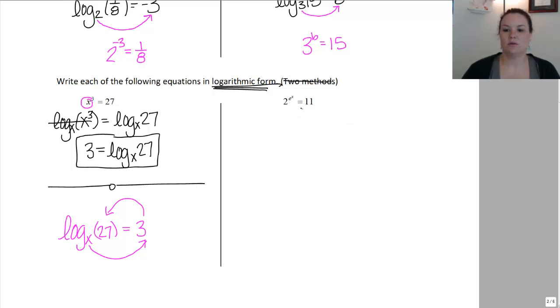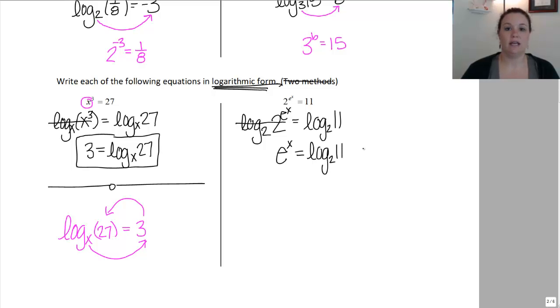So this one, again, I'm just going to do using the inverse here. So to get rid of exponential base 2, I'm going to take log base 2 of both sides. Log base 2 of 11. So on the left-hand side, my log base 2 and my 2 cancel, and I'm left with e to the x is equal to log base 2 of 11. Now I'm not done because I still have an exponential base here. I still have e to the x.